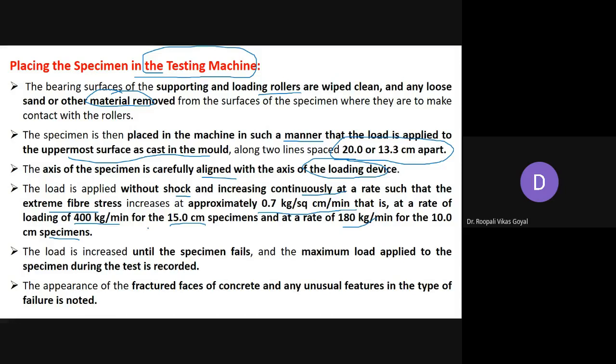And when the load is increased until the specimen fails, you have to find out this maximum load, okay, and that you have to note down कि load कितने load पे आपका fail हुआ specimen, and also you have to observe the appearance of the fractured faces of the concrete and any unusual features in the type of the failure is noted. So किस type का failure हुआ है, crack कहाँ पे हुई है, कितने distance से हुई, that all you have to note down.